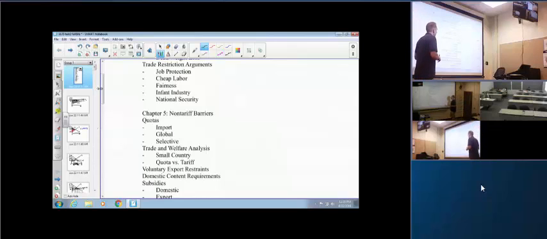So the job argument is the most common argument, but it's really the most dissected by economists. And any way you look at it, the jobs argument doesn't really hold up. It only holds up if you're one of the few fortunate ones whose job is saved. You're the only winner in the equation.